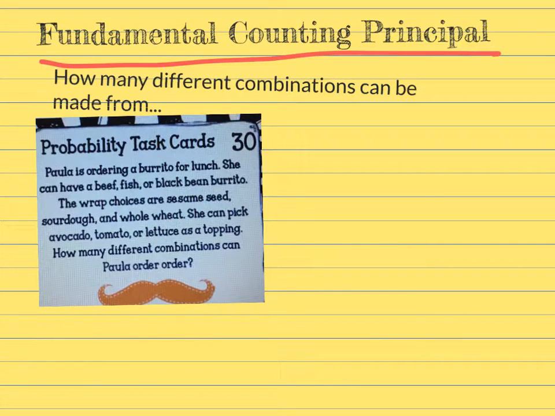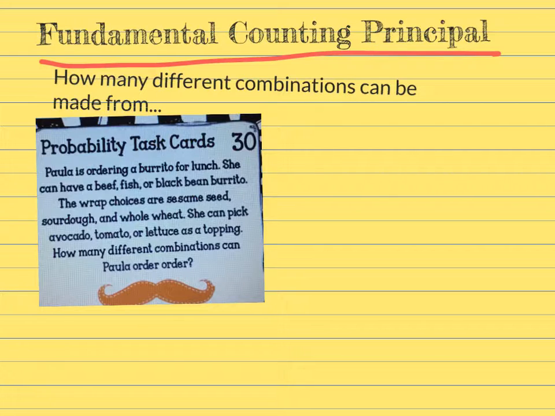All right, let's try this one. Hopefully it's not 12. Paula is ordering a burrito for lunch. She can have beef, fish, or black bean burrito. Then the wrap choices are sesame seed, sourdough, or whole wheat. Then she can pick avocado, tomato, or lettuce as a topping. So how many different combinations can Paula order? Why don't you try this one again on your own too?